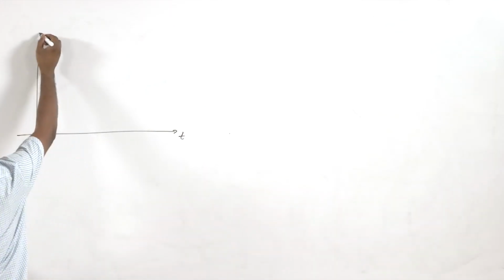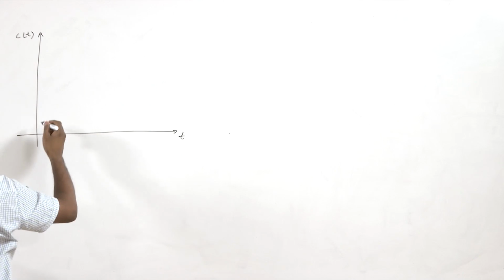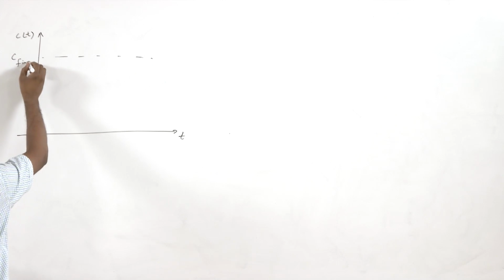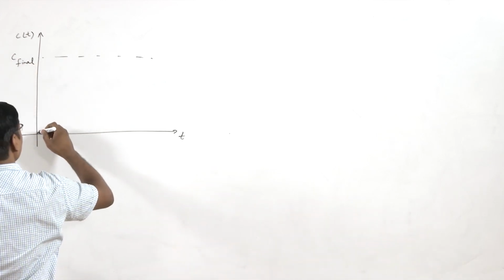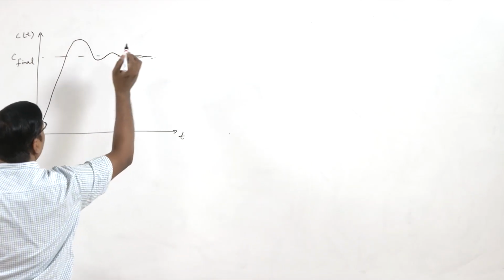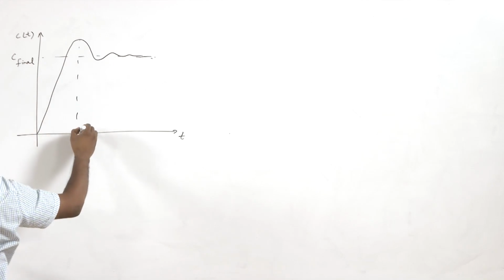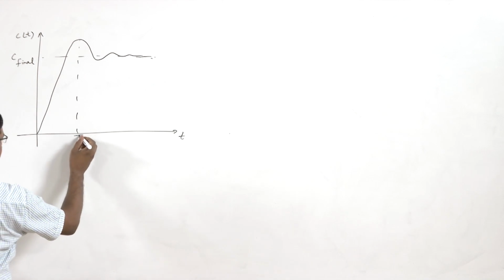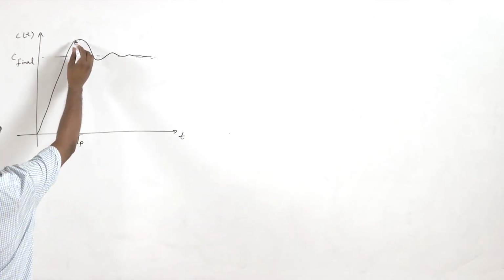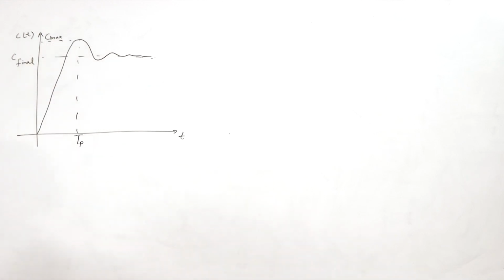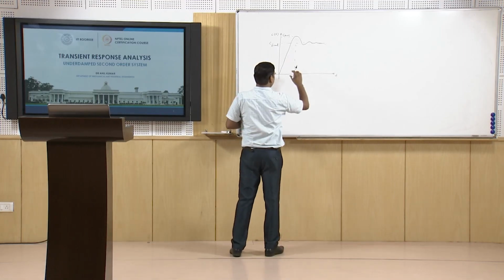So this is t, this is C(t), and this is C final, the final value. It overshoots, then it comes like this. So this time Tp is the peak time, and this is C max, the maximum value of this response at this peak time.